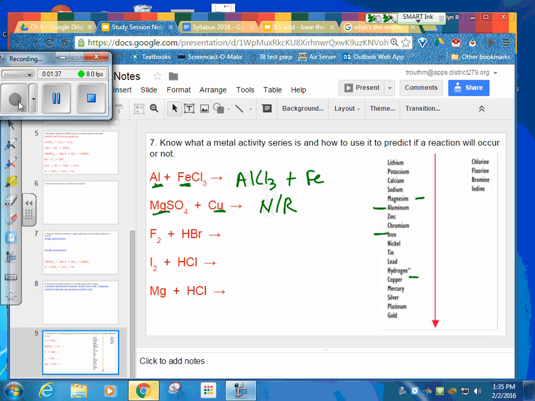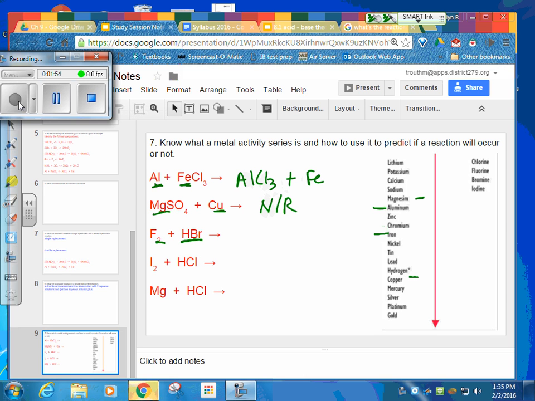With my third example, I've got fluorine and HBr. Well, fluorine is a nonmetal. Hydrogen and bromine are both nonmetals, but fluorine, remember, has a -1, so it has to replace the nonmetal with the same kind of oxidation state. Bromine has a -1 oxidation state.